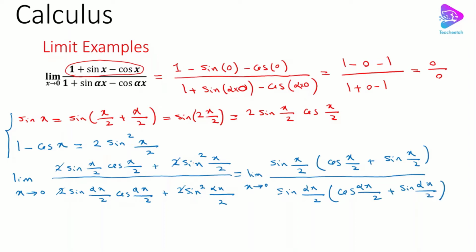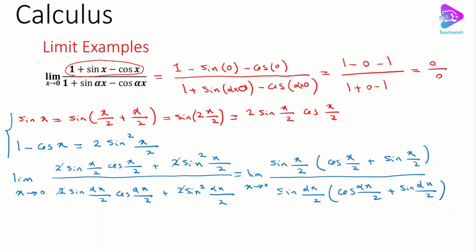Okay, so what we got here is the term related to these functions, and we just simplified it in a form that can actually be solved. Now we have sine x over 2, we have sine alpha x over 2, and then inside the parentheses we have cos x over 2 plus sine x over 2, and the other one is cos alpha x over 2 plus sine alpha x over 2.